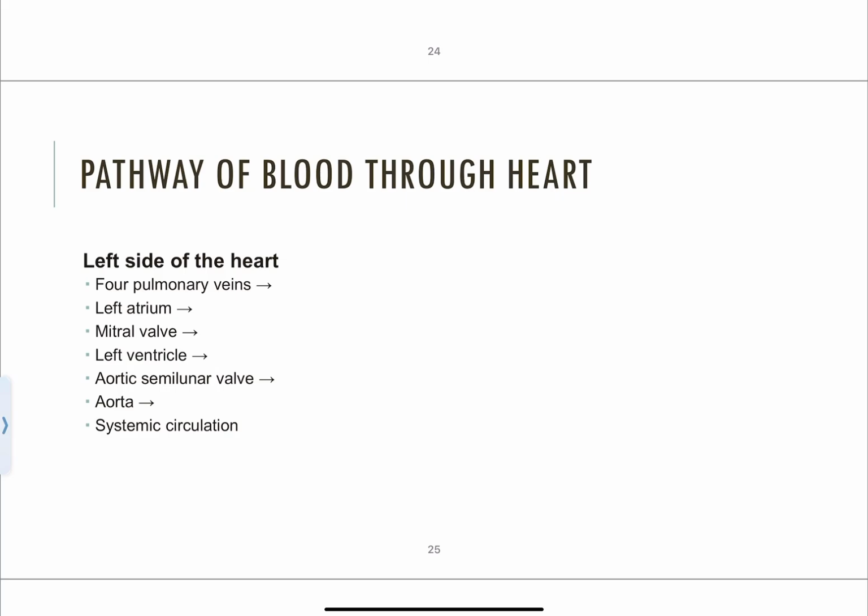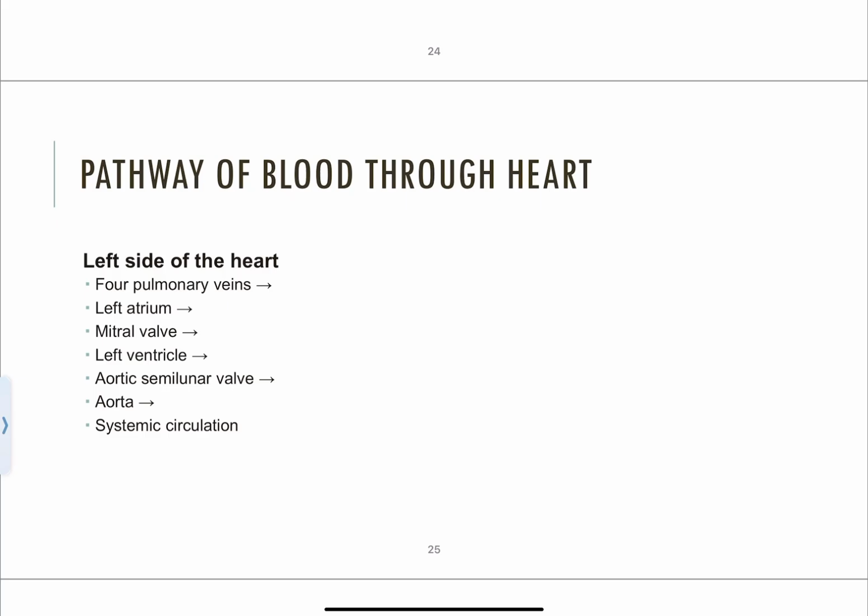Once our left atrium fills and it contracts, it's going to push the blood through the mitral valve and into our left ventricle. And then our left ventricle, once it's full, is going to contract and then push the blood through our aortic semilunar valve to our aorta, which is going to eventually disperse it to all of our body tissues as it goes through systemic circulation.